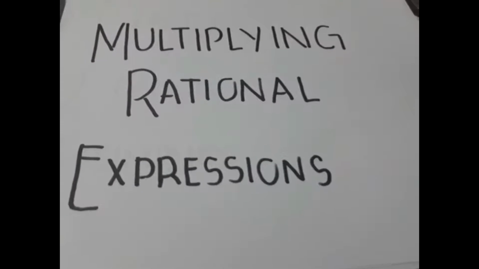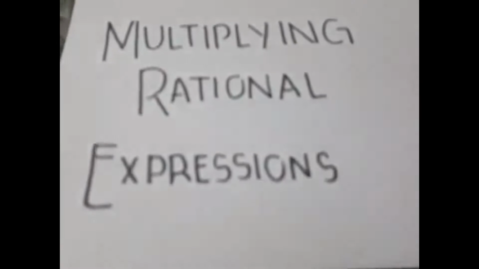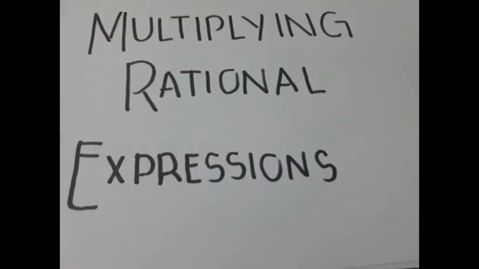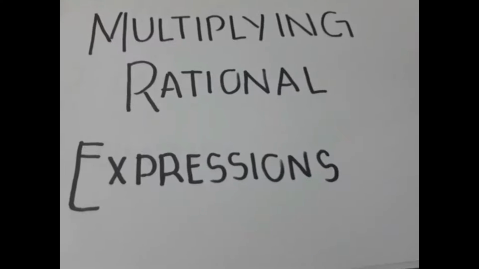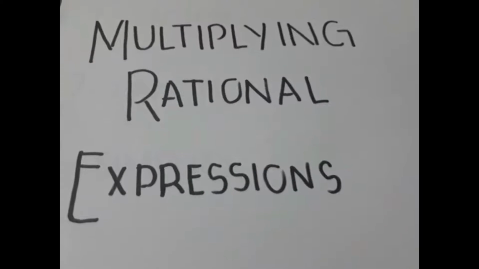Today I am going to show you how to multiply rational expressions with a step-by-step procedure and explanation. You can multiply rational expressions in the same way as you multiply fractions of rational numbers. In other words, you can multiply the numerators with each other and the denominators with each other.